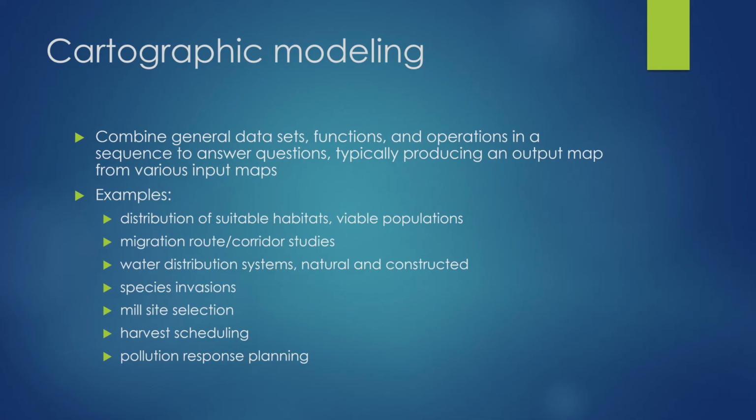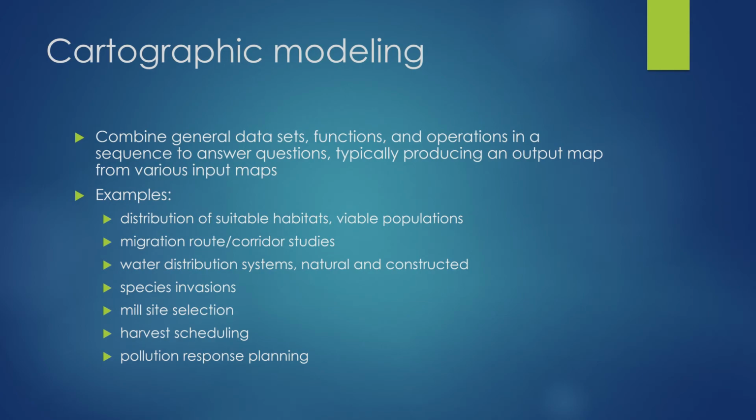What kind of questions can you answer with cartographic modeling? There are a bunch. So today the lab is this kind, the distribution of suitable habitats or viable populations. That can be animals, but it could also represent humans. It could represent grocery stores. Trying to find where things should go based on the surroundings are questions that you can answer with cartographic modeling.